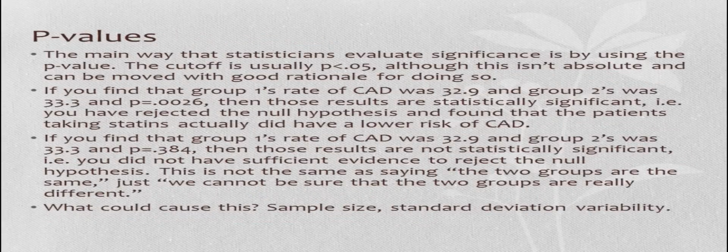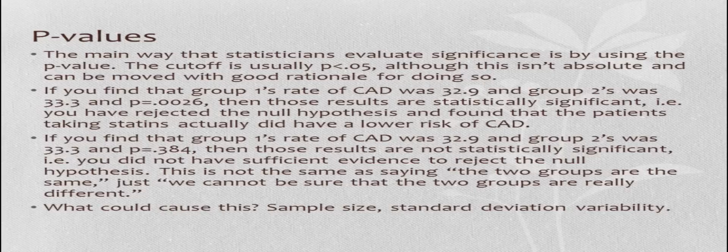So p-values: the main way that statisticians evaluate whether something is statistically significant is they do statistical tests on it, and those statistical tests result in a p-value, which we'll talk about more in a few slides. The cutoff for the p-value, meaning is it statistically significant or not, is usually 0.05, meaning if the p is less than 0.05, it is statistically significant. Now, in some studies, you can change the cutoff to like 0.1 or something, but conventionally 0.05 is used.